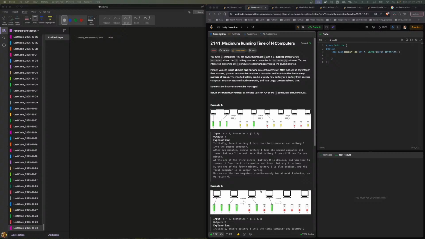So I have a bunch of things has to go. So basically you need to arrange the batteries, right? Arrange the batteries such that the computers can run simultaneously. Let me think.